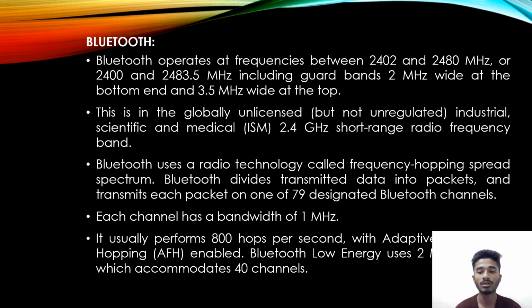Each channel has a bandwidth of 1 megahertz. It usually performs 800 hops per second with adaptive frequency hopping enabled. Bluetooth Low Energy uses 2 megahertz channels, which accommodates 40 channels. I guess you guys have understood what I'm teaching. So let's move on to the next slide.